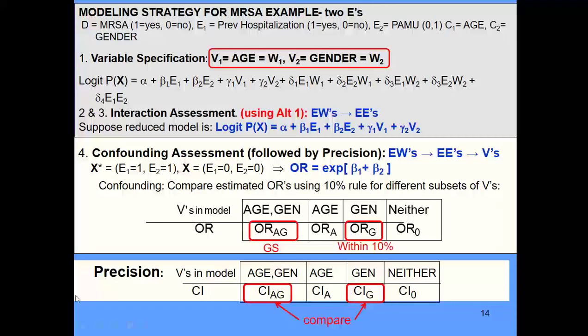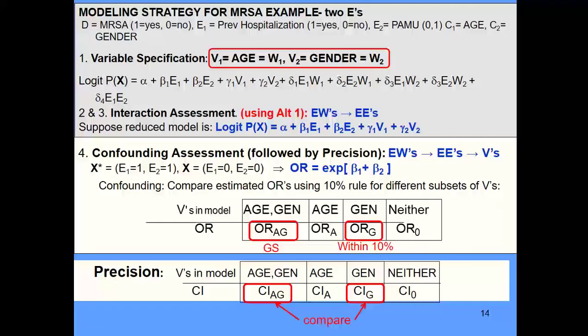What this means, again, this is a little complicated, is that if you want to consider an alternative model to the gold standard model, an alternative model is to drop age and keep gender. Those are the only two eligible to be dropped, age and gender, because you already have PAMU and previous hospitalization in the model. They're the two E's. If you drop age, you wind up controlling for confounding. If you drop gender, you don't control for confounding. This is the only one that controls. You might get something different, but I'm saying suppose you get this.